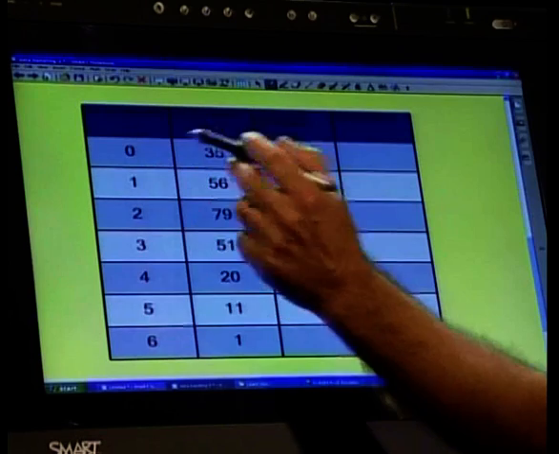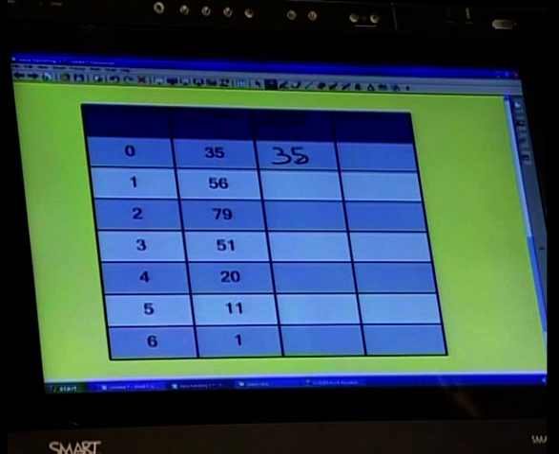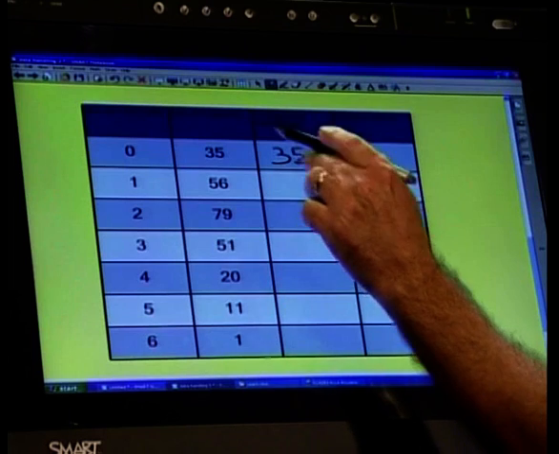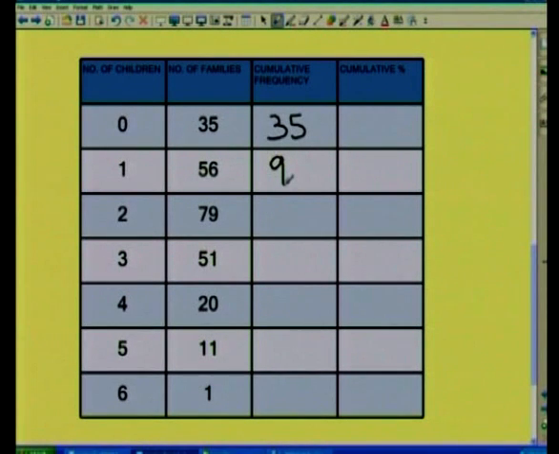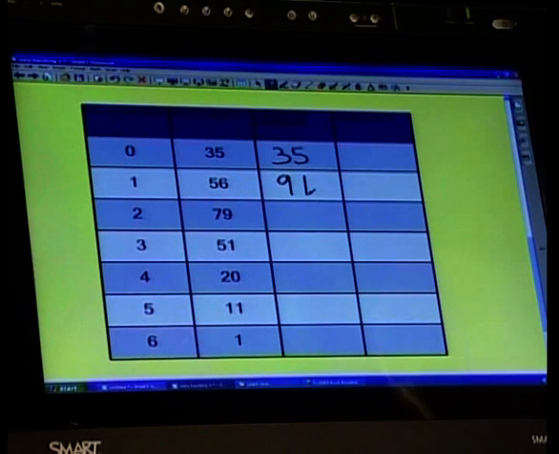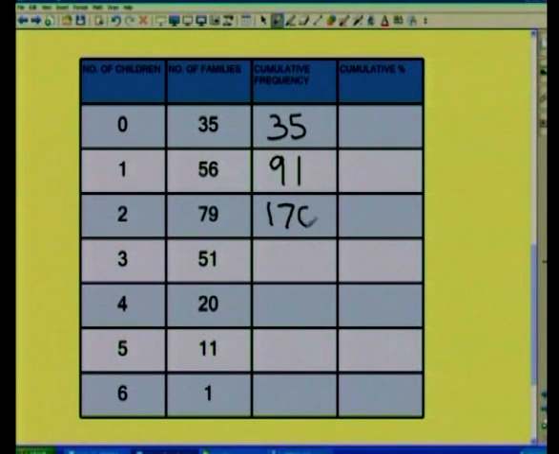Now we have, for 1 child, there are 56 families. In this table, we want to add that together. We're going to keep a running total of the number of families. So the number that will go in here is 35 plus the 56. That takes us to 91. Going further, we now have to add in 79 families. So 91 plus 79 takes us to 170. And so we go on right down the table, adding up carefully.